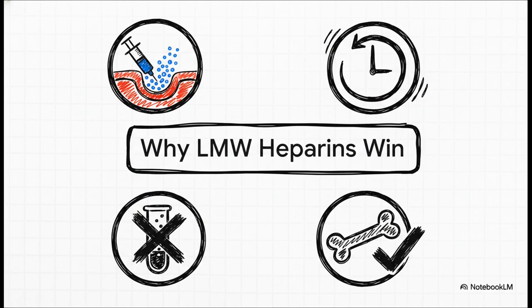So why do we often prefer the son, the LMWH, these days? Well, the advantages are quite significant. First, it gets absorbed much better from under the skin. Second, its action is longer and more predictable, so you can often give just one dose a day. And third, and this is a huge advantage in the clinic, you don't need to do constant blood tests to monitor its effect. With the old UFH, you have to keep checking the APTT. And finally, the risk of osteoporosis with long-term use is lower. So all in all, it's just much more convenient.